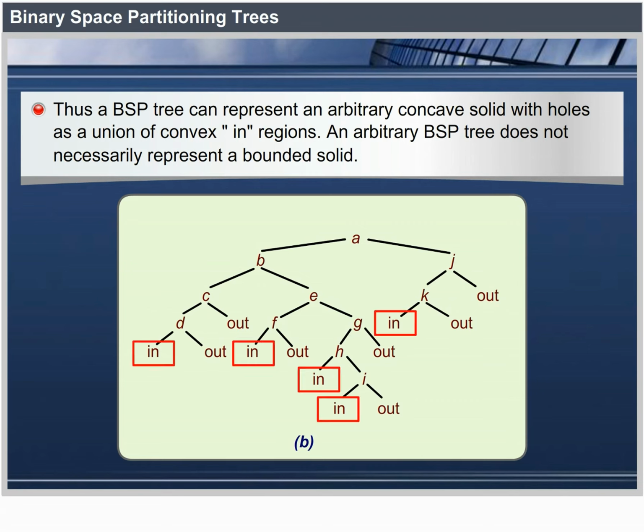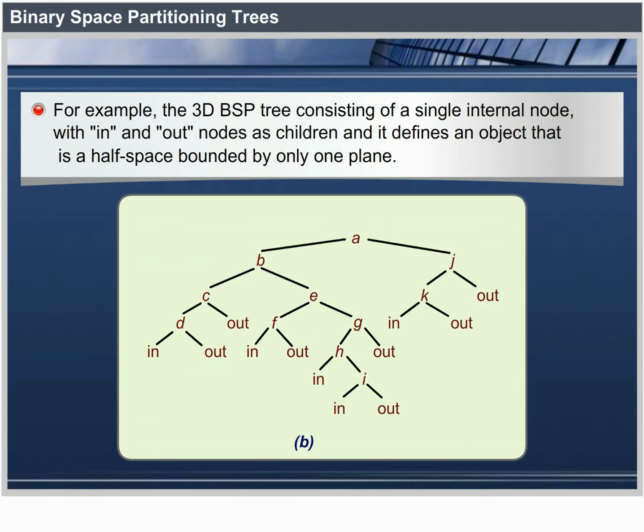An arbitrary BSP tree does not necessarily represent a bounded solid. For example, the 3D BSP tree consisting of a single internal node with in and out nodes as children defines an object that is a half space bounded by only one plane.